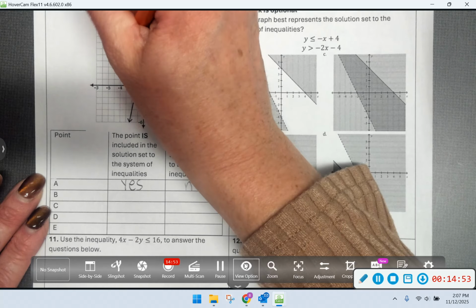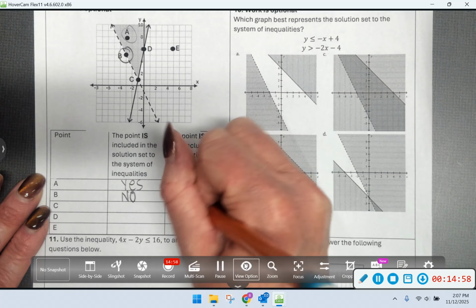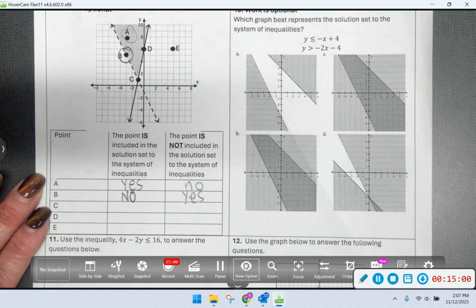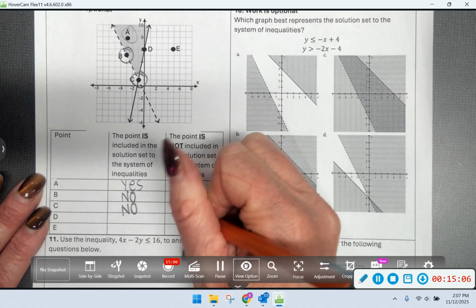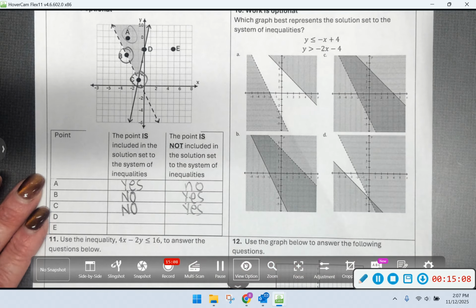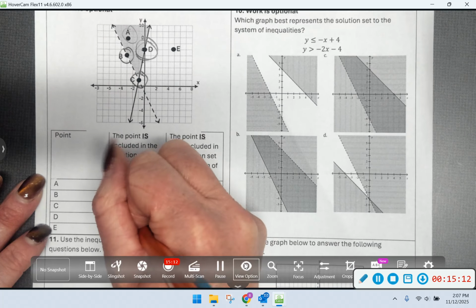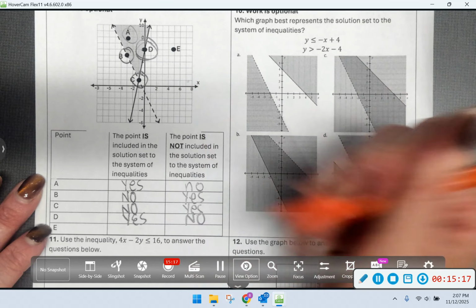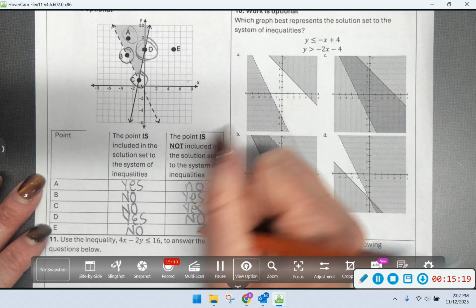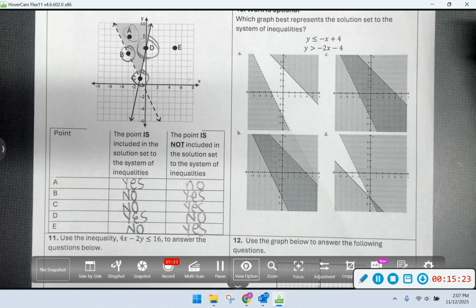B. B is on a dotted line, so it is not an answer. So no here, yes here. C, it's where the two lines cross, but one of them's dotted, so it's still going to be a no. It is not included. D, that's on my solid line, so we're great, so we're going to write yes. E is not shaded at all, so it's going to be a no. Because in Schoology, you do have to answer everyone.